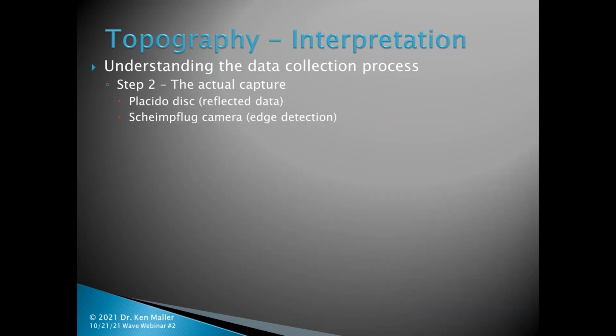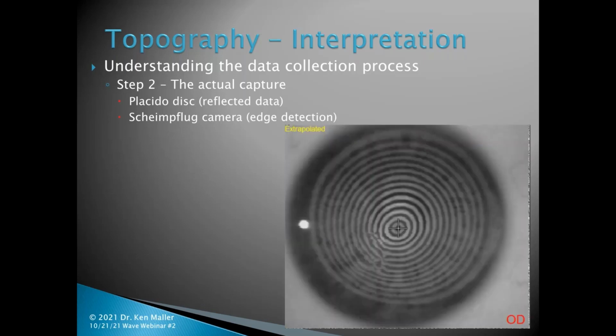All right, so that's just a quick review on step one, meaning giving the topographer access to the cornea, and we have to give it good access so it has a chance to capture good data. Now, step two is the actual capture of the data, and we're going to start with the placido disc. So here is a capture, and I have just the ring reflected image over here, and let's take a little analysis of what we've actually captured.